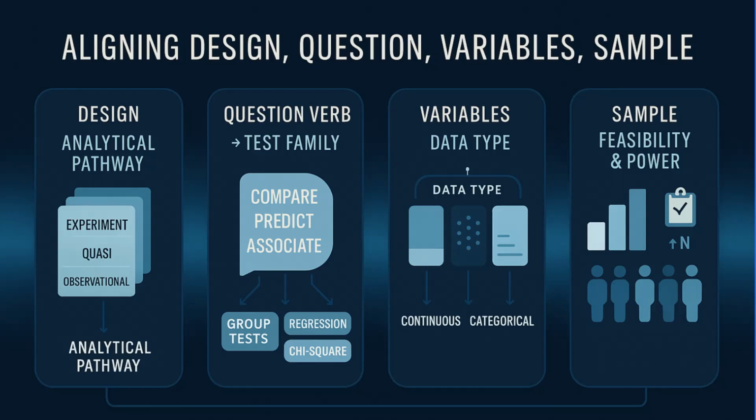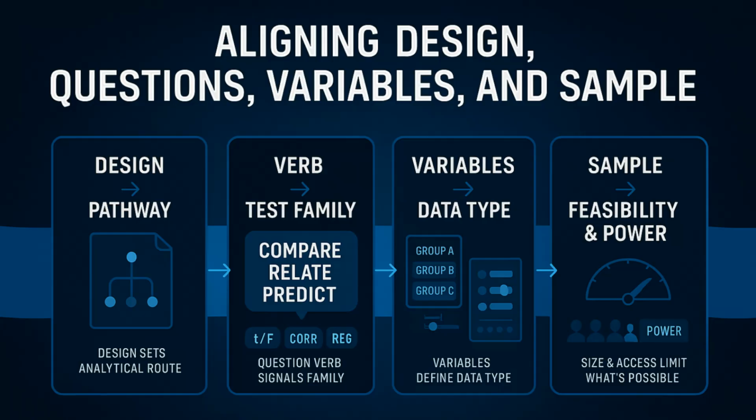The variables determine the data type. The sample determines feasibility and power. Each research question aligns to one analysis. When these elements work together, the correct statistical test is no longer confusing. Quantitative analysis is not about choosing a technique. It is about honoring the logic of the study you have already built.